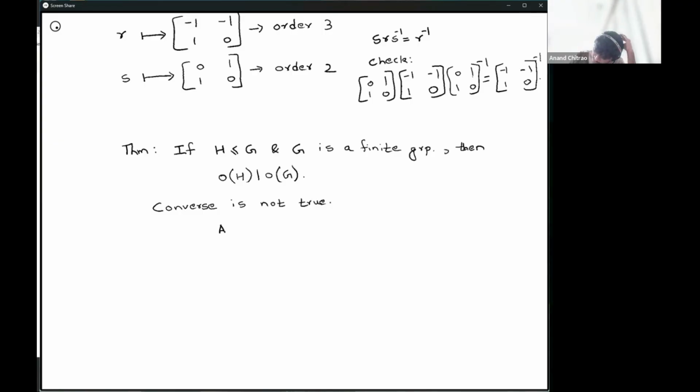The answer is in A4. A4 does not have a subgroup of order 6.